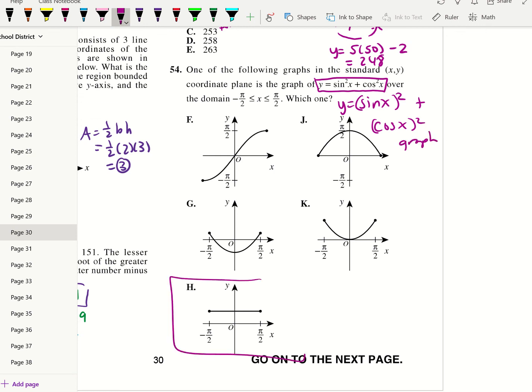get option H. Another way to do this is if you've had trigonometry, you know that there is a trig identity that sine squared plus cosine squared is equal to the value of 1, and that's why we have H as our final answer, since that is the graph of y is equal to 1. And that is it for page 30.